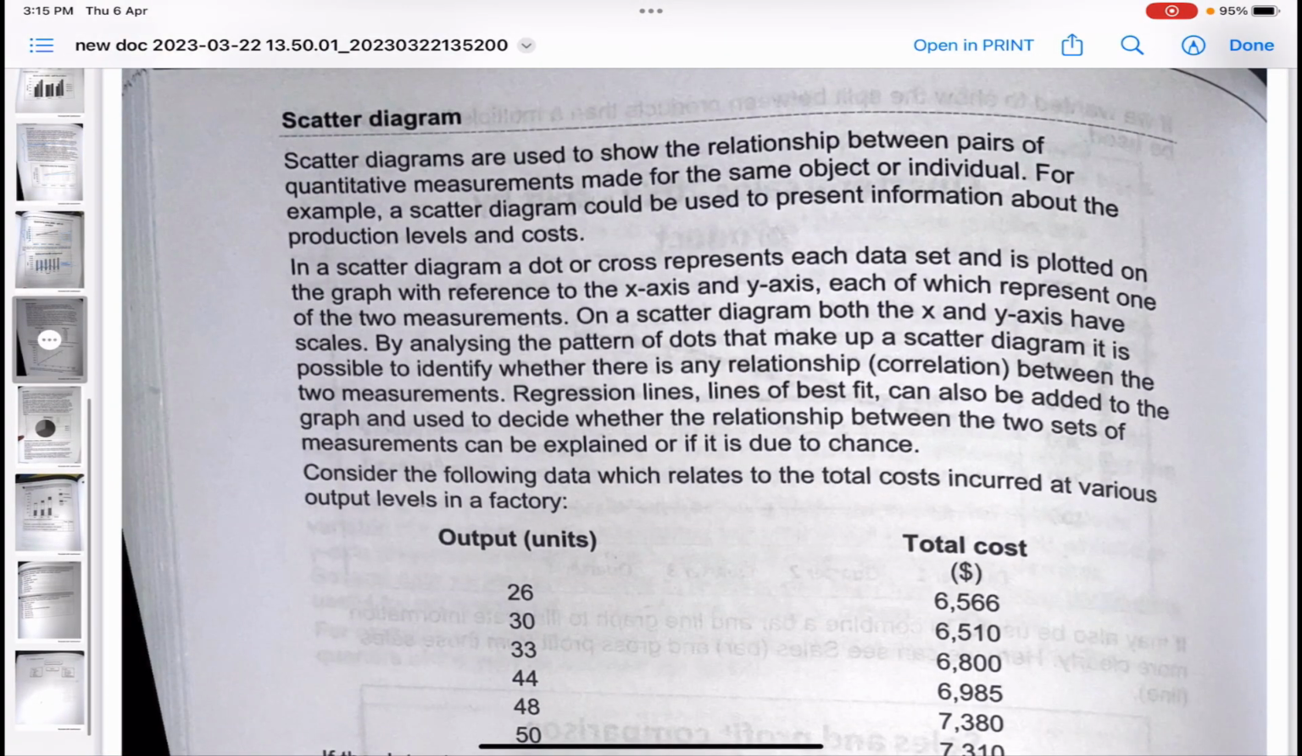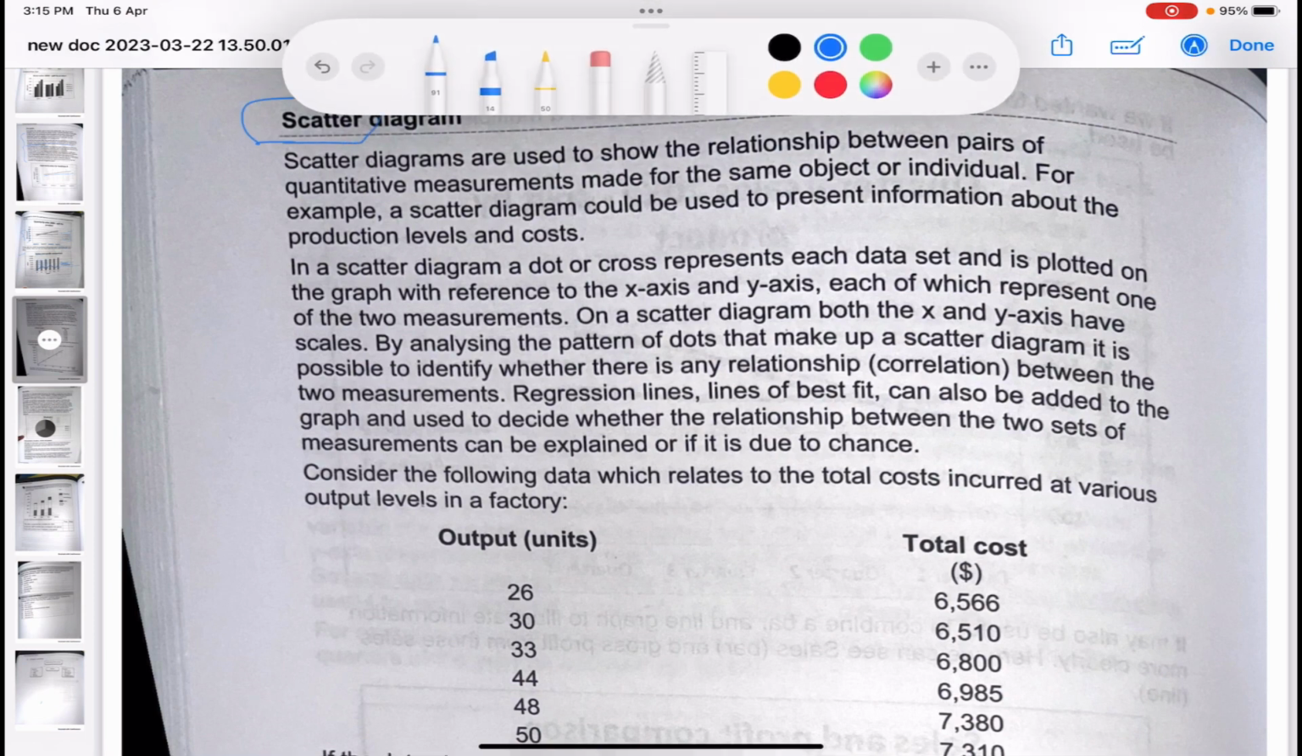So this might be something a little bit new, but it's very simple. So what is a scatter diagram? What do you understand by the word scatter? Scattered, right? Something which doesn't follow a particular order, something that is scattered in nature. Scatter diagrams are used to show the relationship between pairs of quantitative measurements made for the same object or individual. For example, a scatter diagram could be used to present information about the production levels and cost.